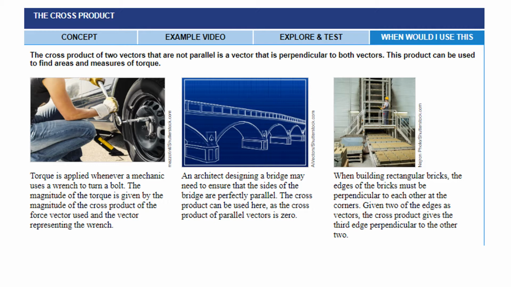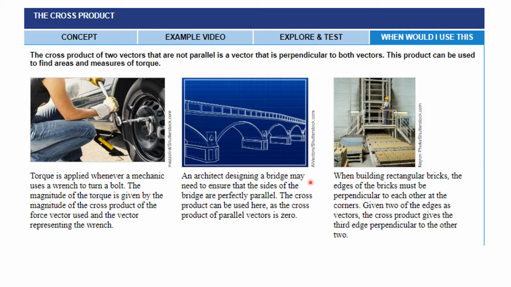The cross product of two vectors that are not parallel will be shown to be a vector that is perpendicular to both of the vectors. This product can be used to find areas and measures of torque. Here are three applications. Torque is applied whenever a mechanic uses a wrench to turn a bolt. The magnitude of the torque is given by the magnitude of the cross product of the vector force used and the vector representing the wrench.